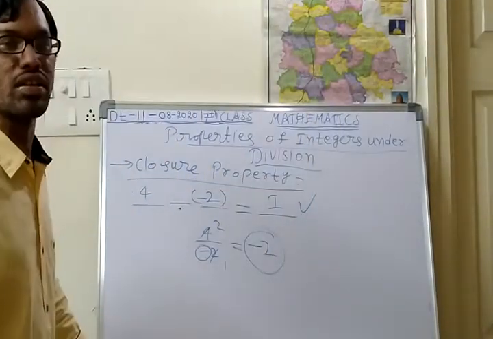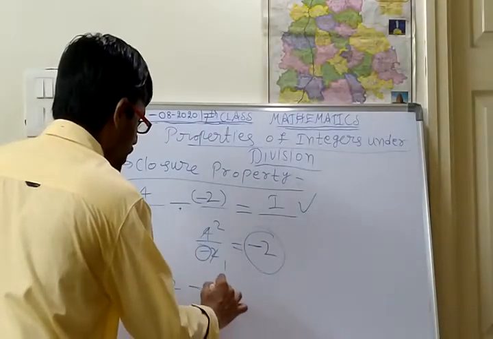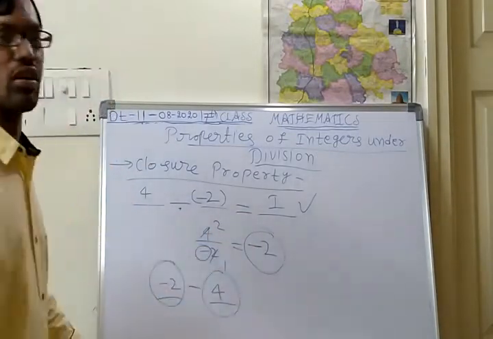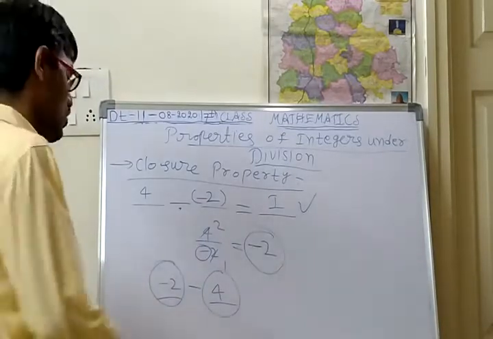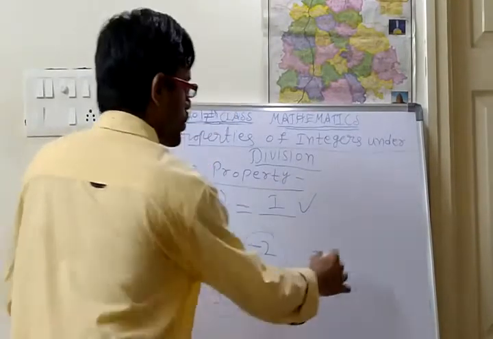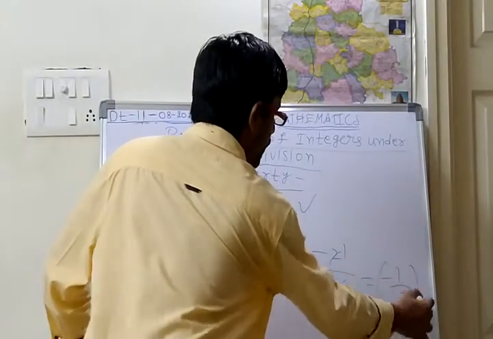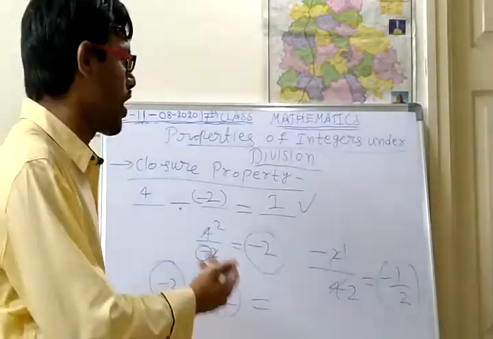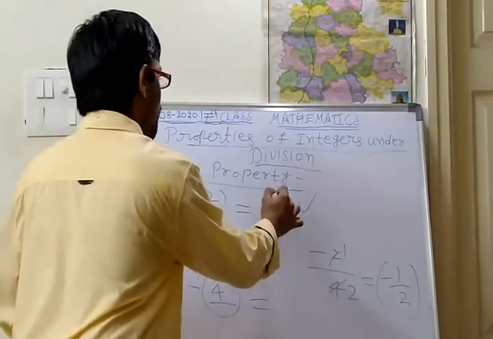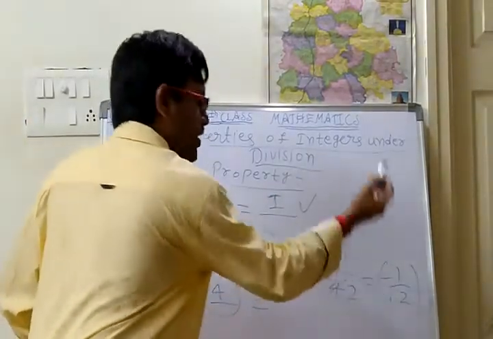Suppose you do the reverse, that is, minus 2 divided by 4. This is one integer, this is another integer. What will the answer be? See, minus 2 divided by 4: 2 ones are 2, 2 twos are 4. The result is minus 1 by 2. Is minus 1 by 2 an integer or not? Obviously it is not an integer, it is a fraction. So in the first case the property is satisfied, but here it is not satisfied.